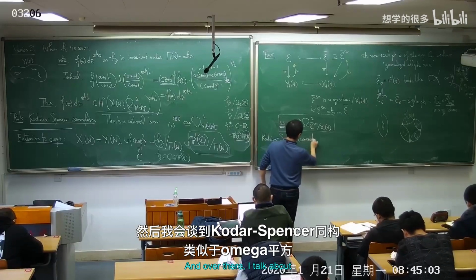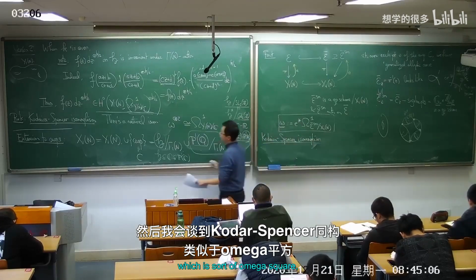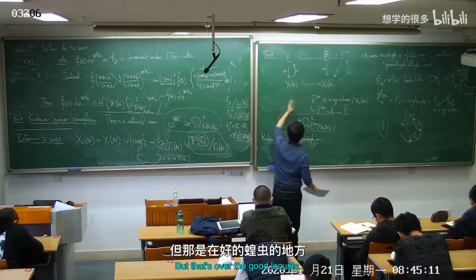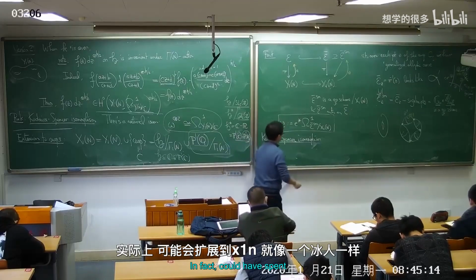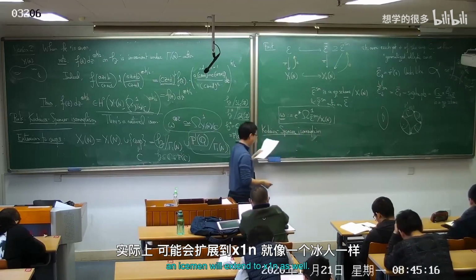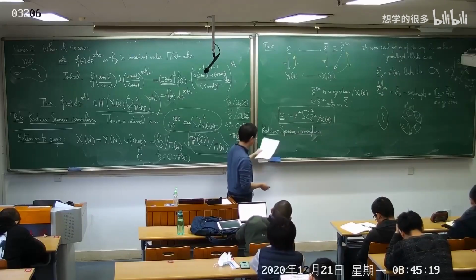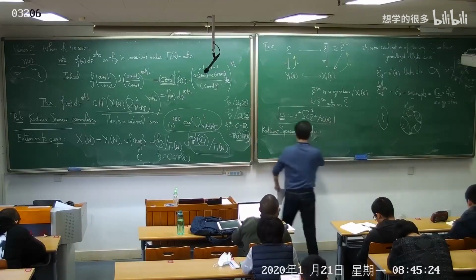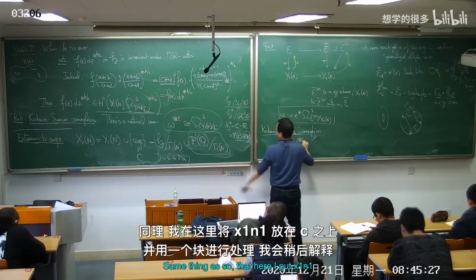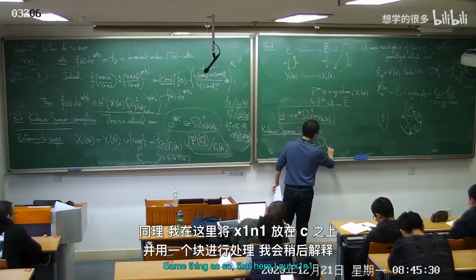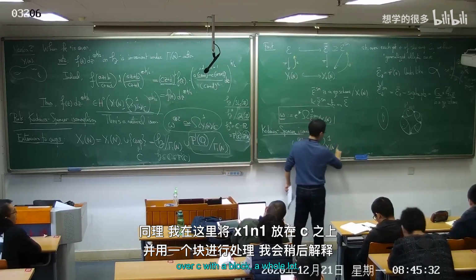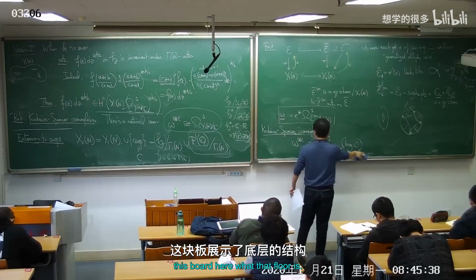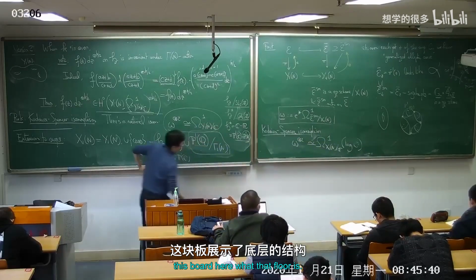And over there, I talked about the Kodaira-Spencer isomorphism, which is sort of omega squared being isomorphic to what you have downstairs. But that's over the good locus. In fact, this Kodaira-Spencer isomorphism will extend to X1(N) as well. It will look like the following. We try not to erase this one. Same thing as so. Here I put X1(N) and 1 over C with the log pole at C. I'll explain on this board here what that log means.